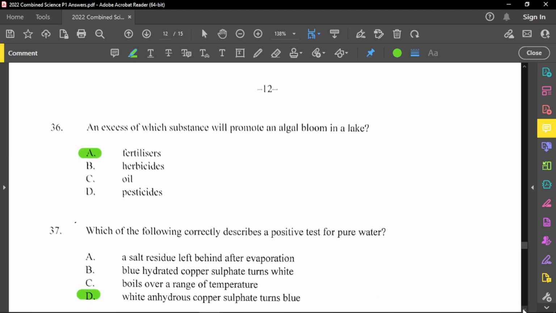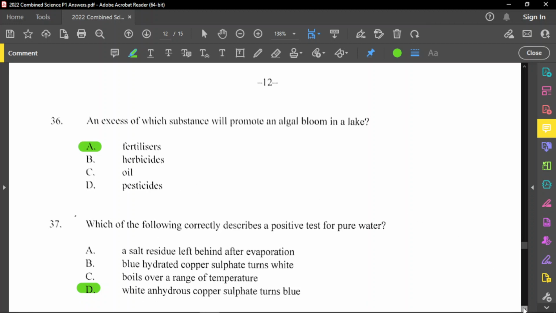36, and we are getting closer and closer. An excess of which substance will promote an algal bloom in a lake? And remember, this process is called eutrophication. So fertilizer, anything with nutrients, manure, those things will cause algal blooming or eutrophication. So option A is correct. Herbicide, oil, and pesticides will kill the organisms or the algae, so therefore B, C, and D are not good options at all.